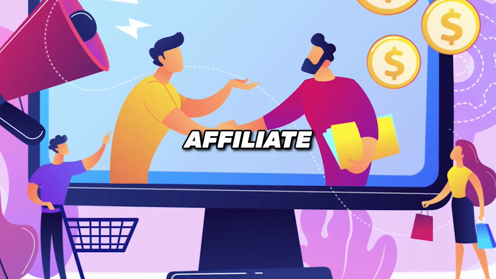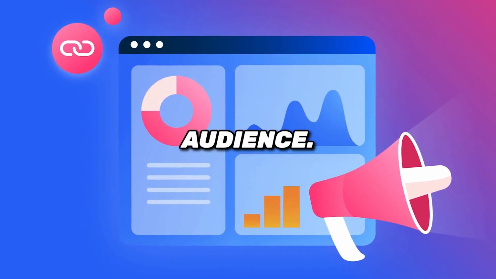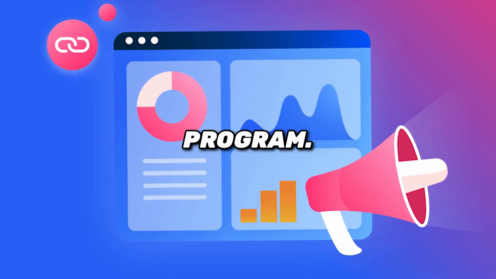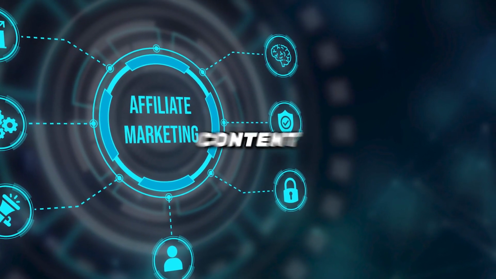You can start affiliate marketing with these steps. Find a product or service that attracts your audience. Sign up for the relevant affiliate program. Get a unique tracking ID or affiliate link and start sharing it across your content pieces.